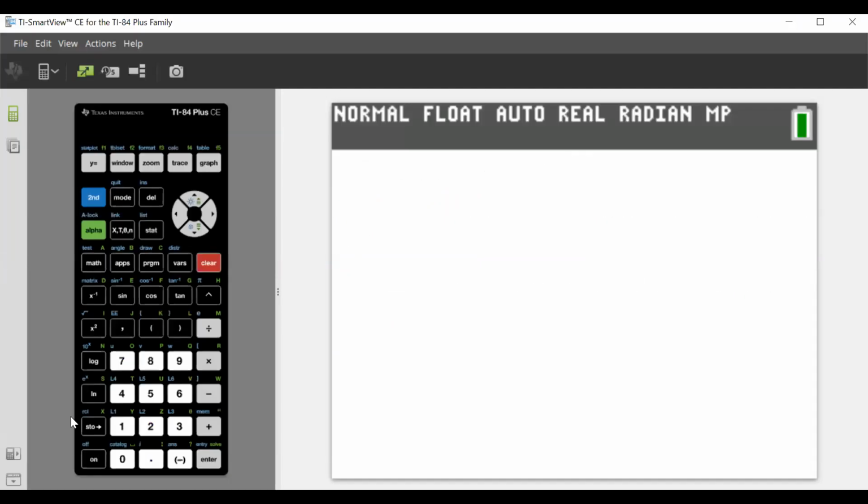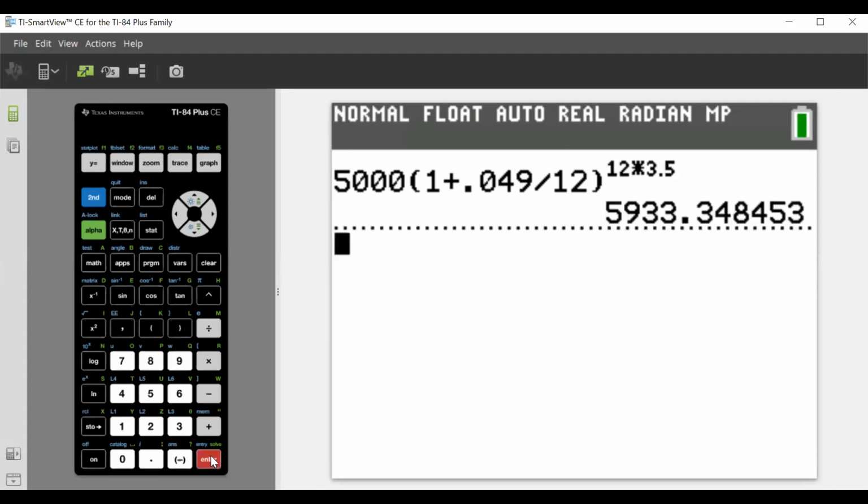So let's clear that. And so the first one we had 5,000 times 1 plus 0.049 divided by 12 raised to the power, and then we had 12 times 3.5, and that should give us that interest, or that return. So 5,933.35. Okay, and so now let's do the other one, which was 5,000, and then it was e to the r, which on that one was 0.048 times our 3.5.